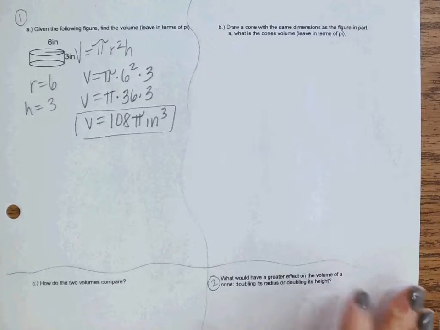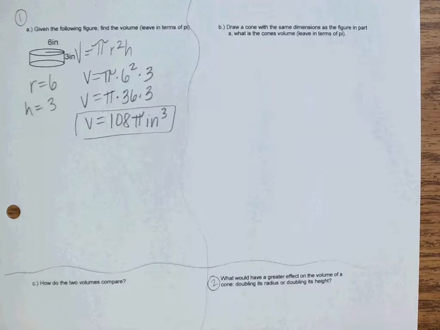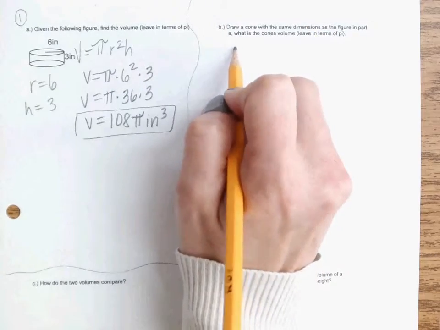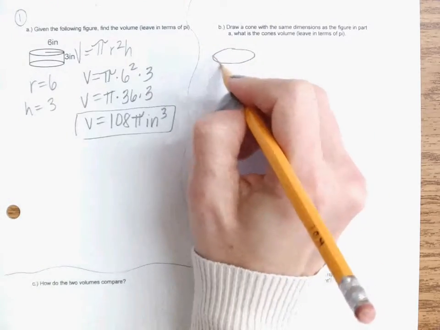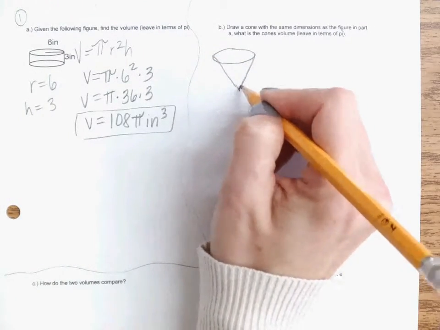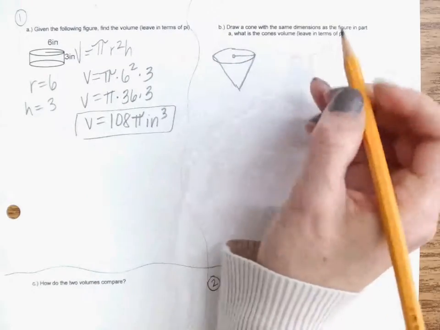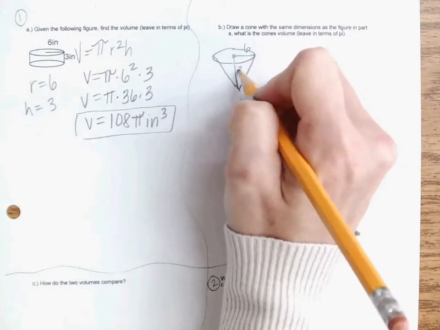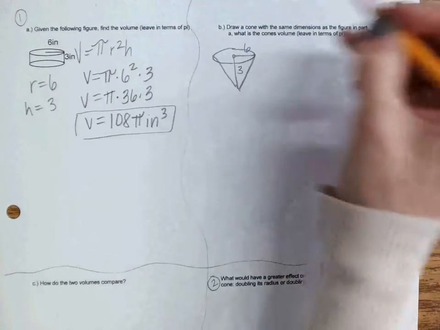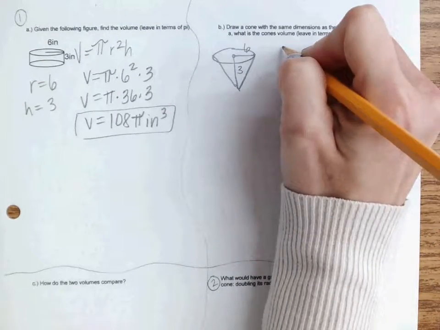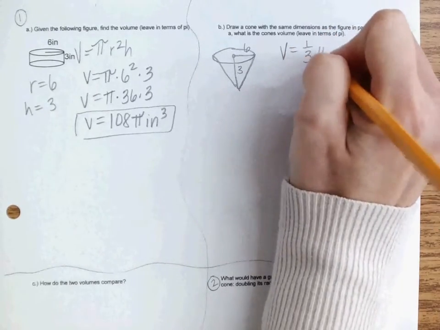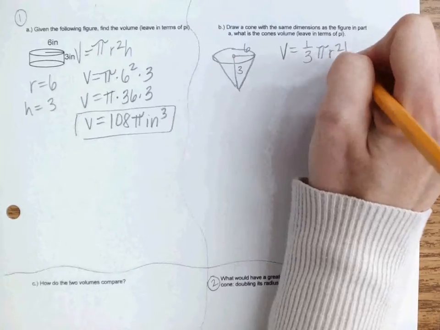Part B says draw a cone with the same dimensions as the figure in Part A. What is the cone's volume? We're going to leave it in terms of pi. So drawing a cone. And so I have a radius and I have a height. So my radius is 6, my height is 3. Okay? Let us write down the formula for this cone. This cone is 1/3 pi r squared h.